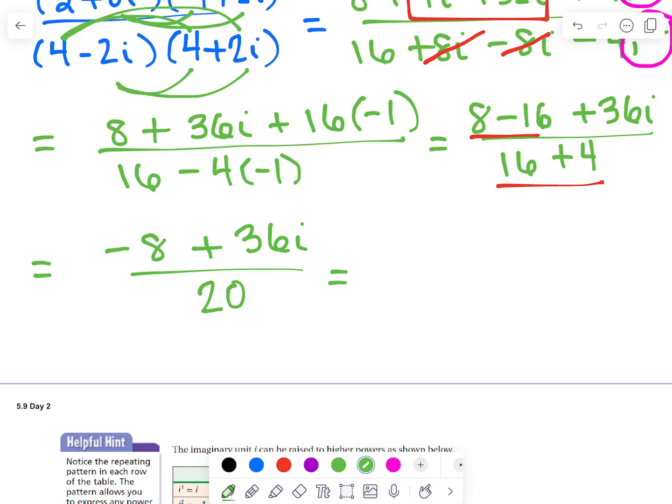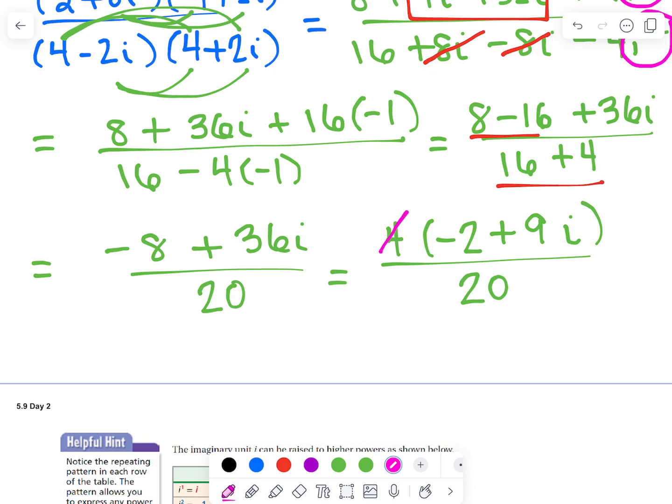So what I can do is factor out in the numerator a 4. So I have negative 2 plus 9i, and then the denominator is still 20. The reason why I did that is I could then reduce by a common factor. I can divide the numerator and the denominator by 4, so that becomes a 1 and a 5. So what's left is then negative 2 plus 9i over 5.